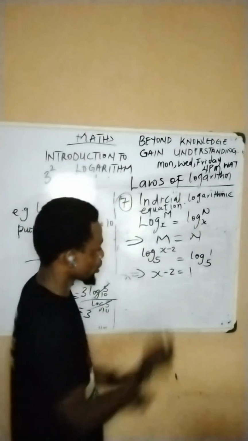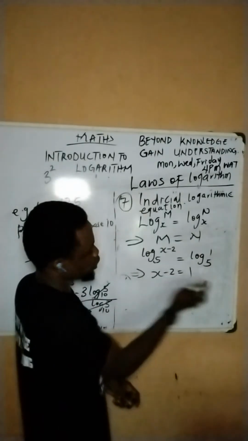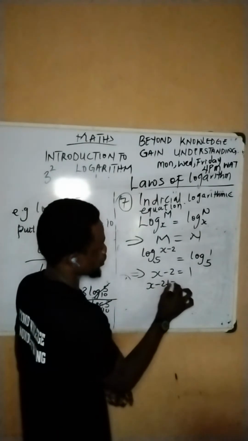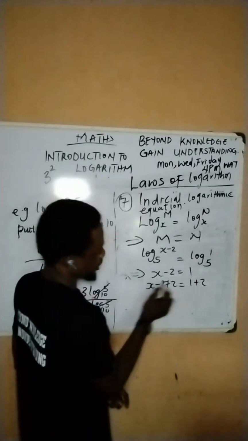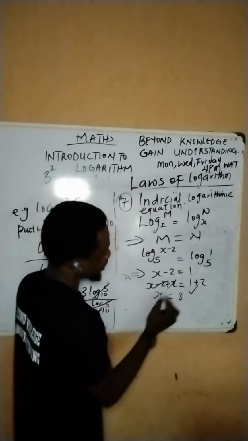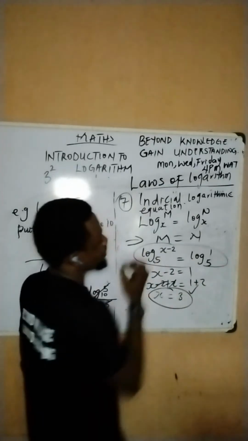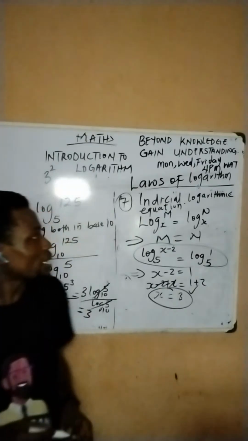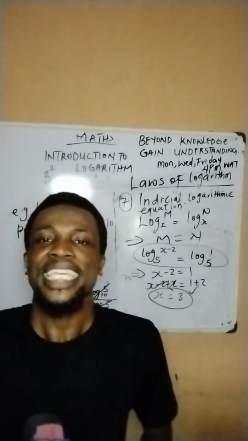And then we add positive 2 to both sides, becomes x minus 2 plus 2 equals 1 plus 2. Negative 2 cancels positive 2. Your x will now be equal to what? 3. So 3 is the value that will satisfy this given equation. So this is the initial logarithmic equation.